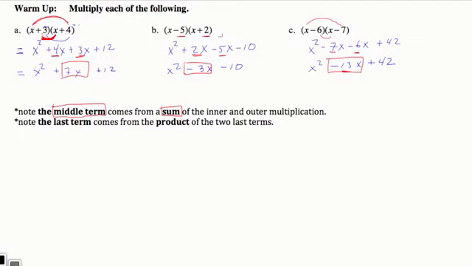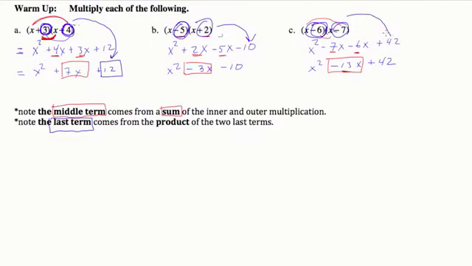And then notice that the last term, which is this thing, comes from the product of the last two terms. So what we have is the 3 and the 4. When the 3 and the 4 are multiplied together, those two give us the 12, and then the negative 5 and the 2, when they're multiplied, they give us the minus 10. And when the negative 6 and the negative 7 are multiplied, they give us the 42.